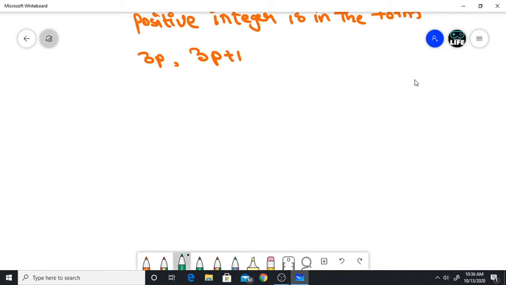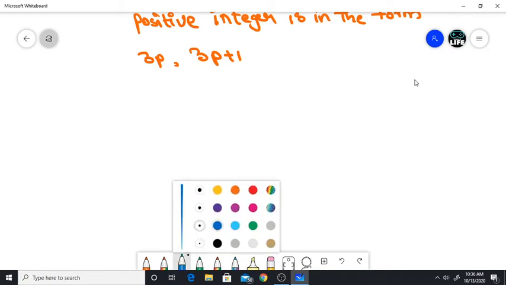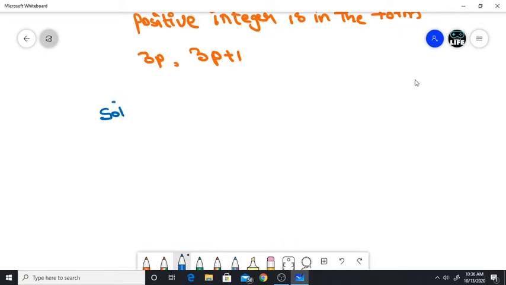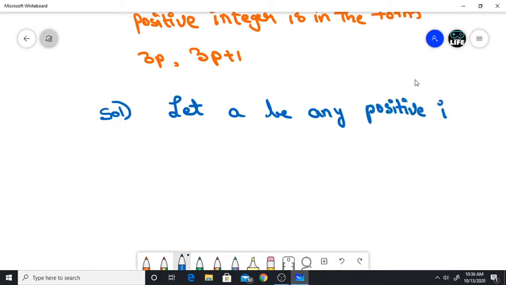Now let's do the solution. Let a be any positive integer. Take b equals to 3 because in 3p, 3 is b.